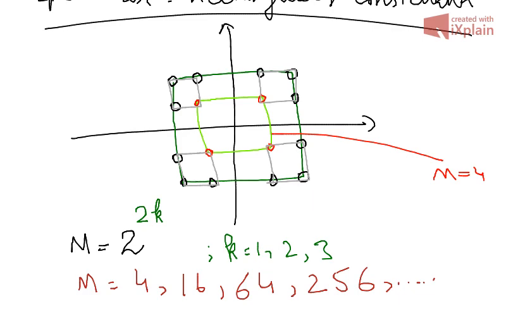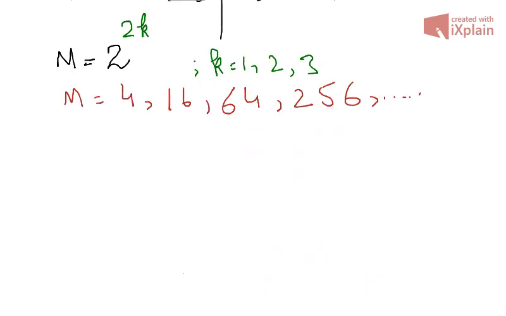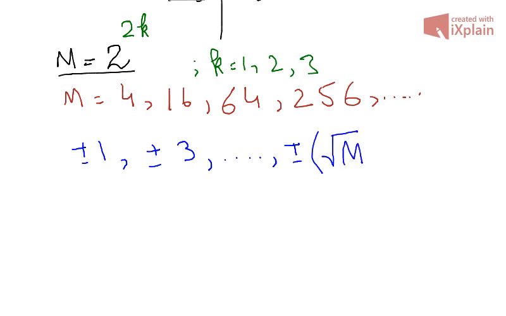When m takes these values, 2 raised to the power 2k, the amplitudes of the signal take these values: plus minus 1, plus minus 3, up to plus minus square root of m minus 1, because you have it on both sides. So on both sides, these are the amplitude values.